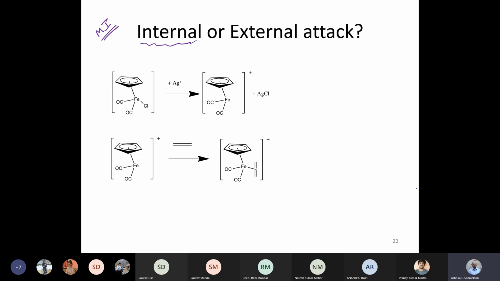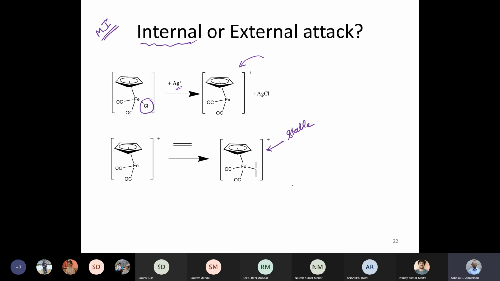The system that I'm talking about, let me go through it in a stepwise fashion. If I take CpFe(CO)2Cl, the Cl can be abstracted by Ag+ to generate a coordinatively unsaturated system. This coordinatively unsaturated system is actually iron in the Fe2+ state. It coordinates to an olefin to form a nice complex. This complex is stable and can be characterized.